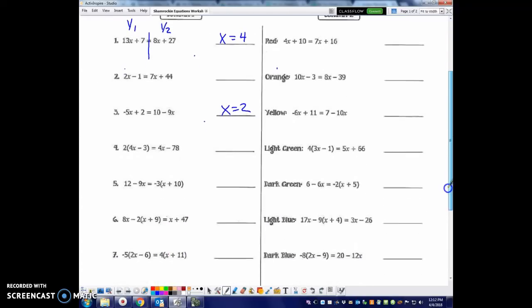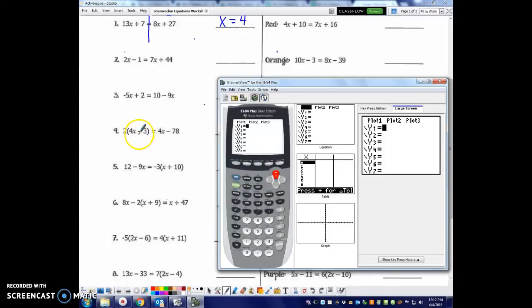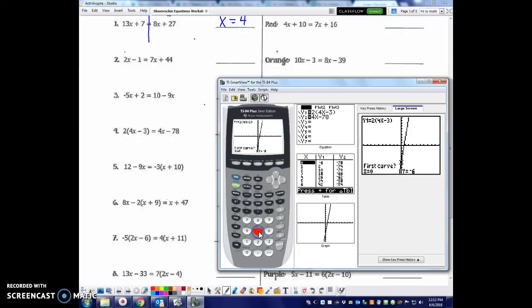Okay, now let's do number 4. Number 4, you're still going to type it in exactly how you see it right now. So number 4, we're typing in 2 parentheses 4x minus 3. Okay, and then in y2, on this side, 4x minus 78. Okay, graph it. Second trace 5. Enter, enter, enter.